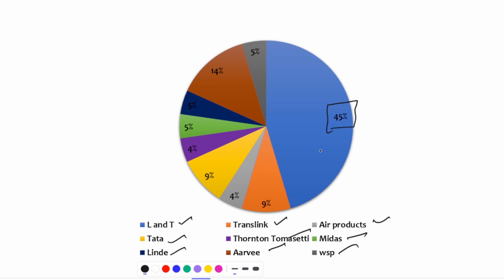L&T Construction is a very large company with a network all over the world, so it recruits a large number of people so that it can keep each person in a different sector and different IC, so that they can get benefits through these NIT students. Next, coming to the other companies, 9% of the people are placed in TransLink. Coming to Air Products, 4%, and similarly for all the other companies. And you can see the second highest, 14% of the people, are placed in RV Constructions. Its headquarters is in Hyderabad. It is also a very good company. And this is the data regarding the various companies that recruited SVNIT Surat M.Tech structure students.